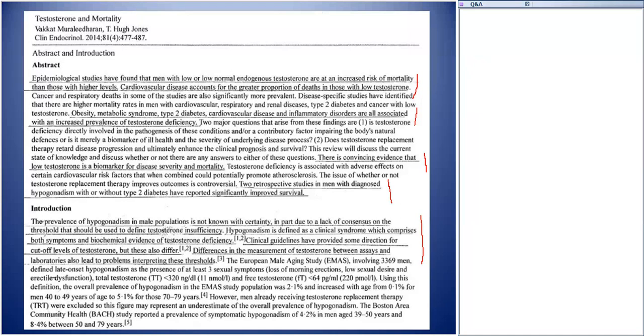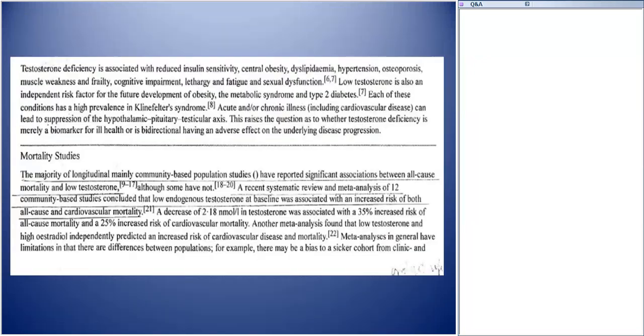Hypogonadism is defined as a clinical syndrome which comprises both symptoms and biochemical evidence of testosterone deficiency. Clinical guidelines have provided some direction for cutoff levels of testosterone, but these also differ. Everyone has a different opinion as to where your level should be before you treat somebody. But nobody has any consensus on where your level should be when you treat somebody for maximum benefit. But the studies overwhelmingly show the higher the level, the better the effect. Differences in the measurement of testosterone between assays and laboratories also lead to problems interpreting these thresholds, which is again why there's so much controversy with using levels. We really shouldn't be using levels to define when somebody needs to have therapy. It should be based on symptoms.